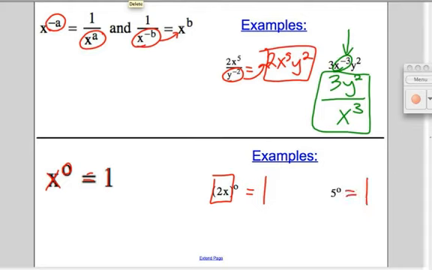5 to the 0 is 1. These are all equal to 1. Okay, that's a simple one. That's going to help you make things easy and simplify and get rid of them pretty quickly.